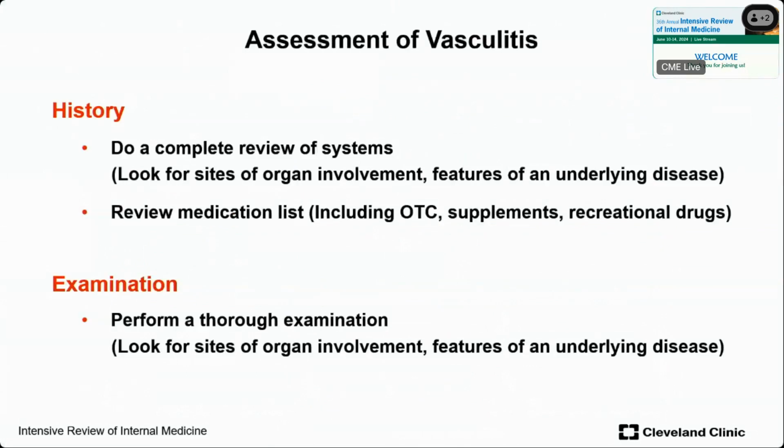So as we do a history, we want to do a complete review of systems, looking for evidence of sites of involvement or features that might suggest an underlying cause, and in particular, review their medication list, which should include over-the-counter agents, supplements, or recreational drugs. On examination, we want to perform a thorough exam, which again is looking for clues that might suggest sites of organ involvement or features of an underlying disease.